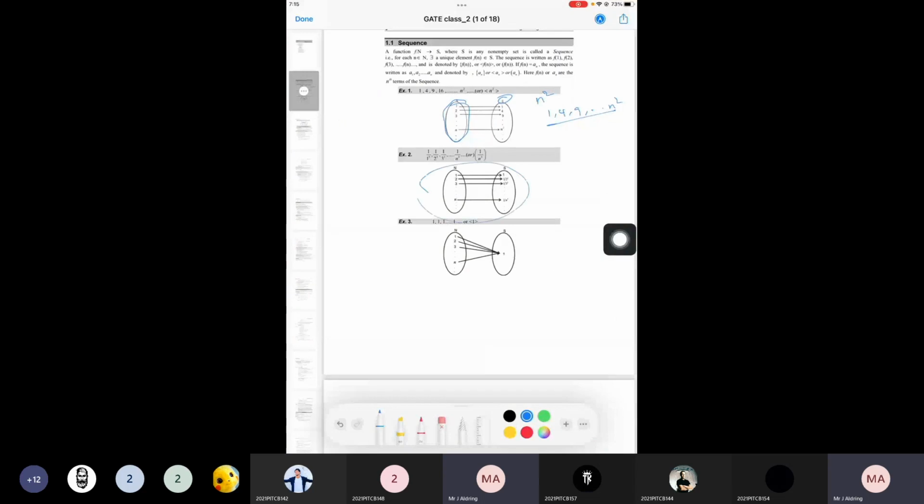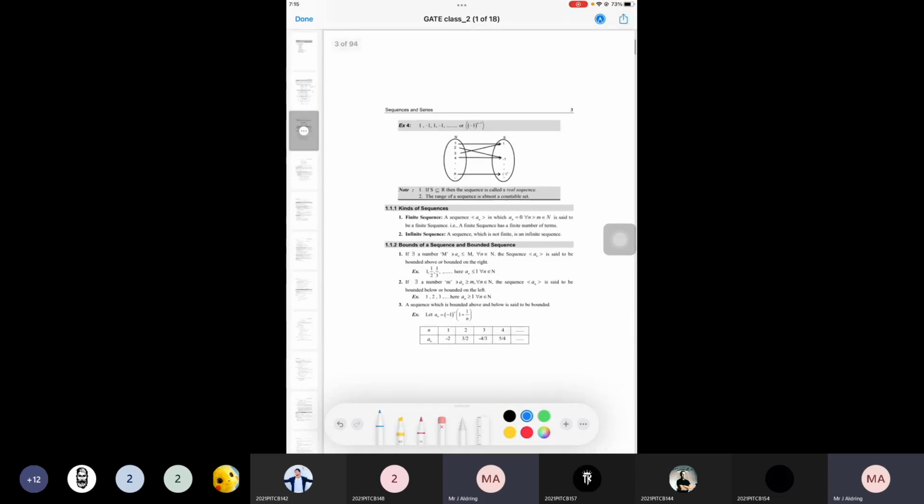I hope you can understand this diagram. For example, here the sequence is 1 by n cube. The next is a constant sequence. For example, for any n, the value is 1. That is a constant sequence. And we have certain types of sequence, for example, finite sequence and infinite sequence.